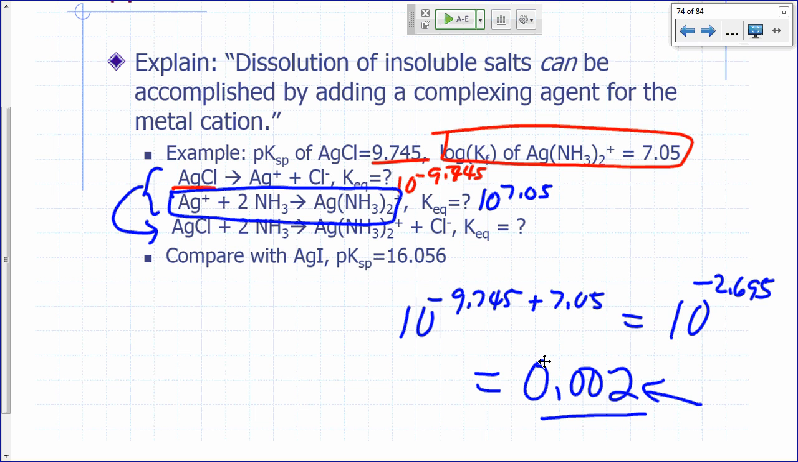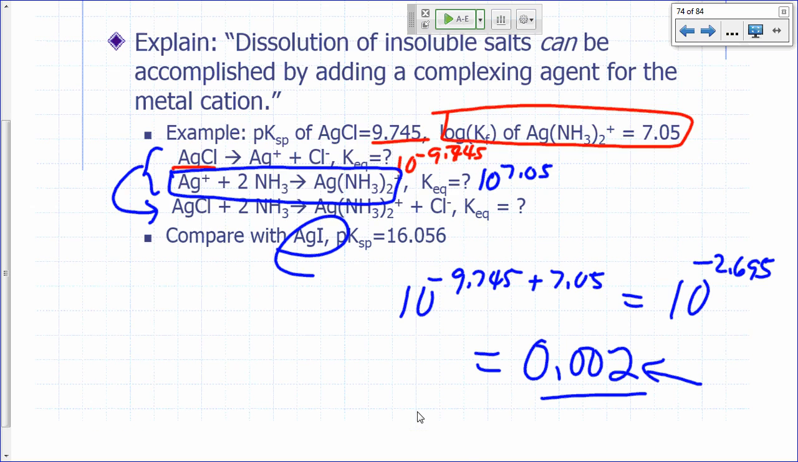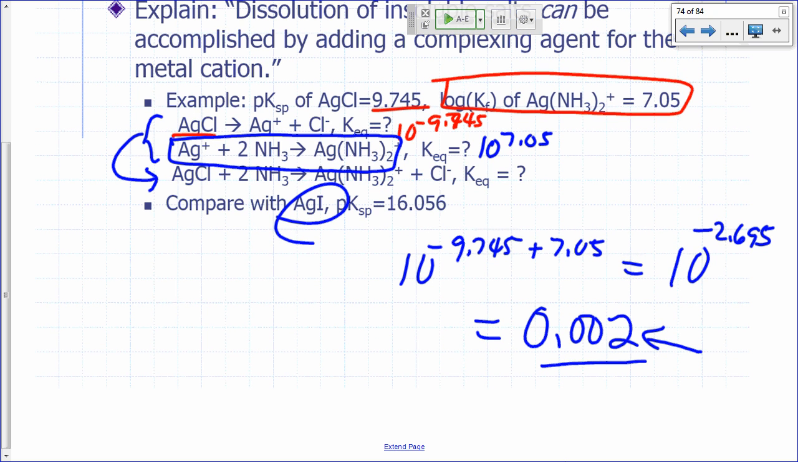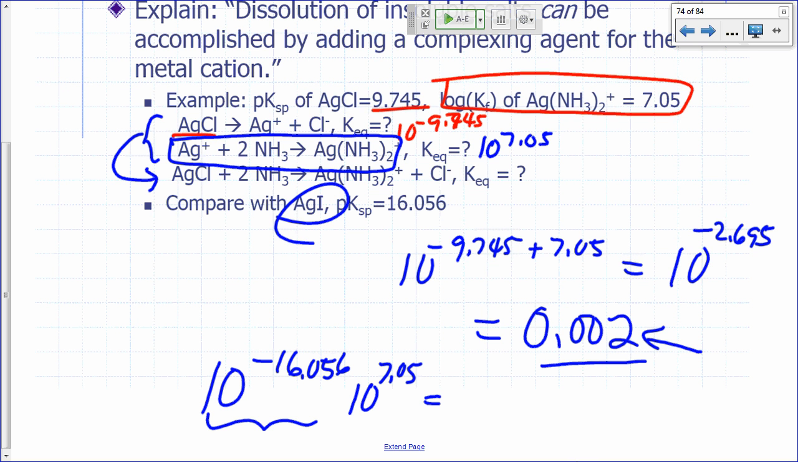1 molar ammonia, for example, can get your typical silver chloride precipitate in the lab to dissolve. You compare that with silver iodide. You have basically the same process here. You're going to try to dissolve silver iodide in ammonia. In this case, your KEQ is going to be 10 to the negative 16.056. That's your KSP, multiplied by 10 to the 7.05. How much would that be?